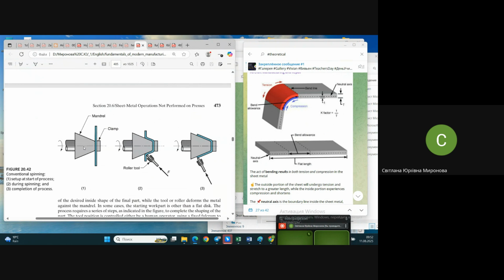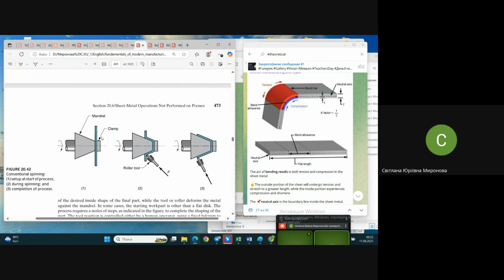You see why it's called mandrel, because the whole machine is more similar to the turning machine, to the lathe machine. And in the lathe machine, when they use something like this, it's called mandrel in turning machine. Maybe that is why it's also called here mandrel. But function of this mandrel, it's like a punch.